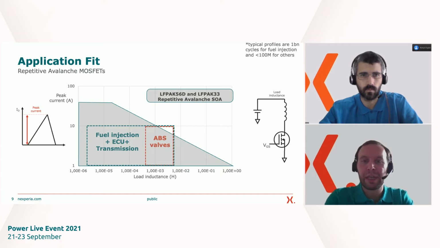So this is typically in all modern, especially European cars now, you have the assisted braking system, whereby if you have an event where you need to apply a lot of pressure onto your brakes to slow your car down, and you feel that slight release of pressure, that is the solenoid inside that circuit relieving that pressure and stopping you from skidding. So these are, let's say, the typical application fits that we see for these repetitive Avalanche MOSFETs.